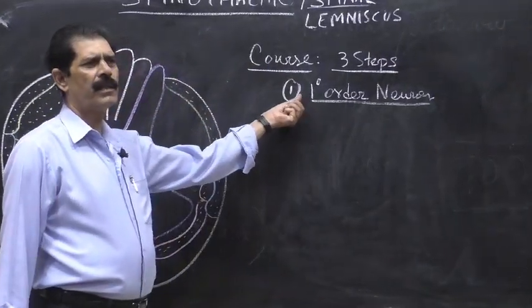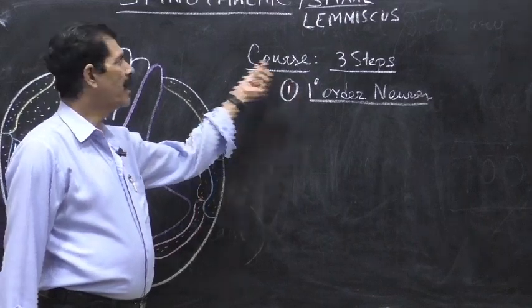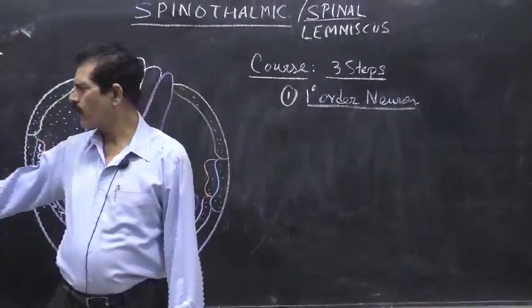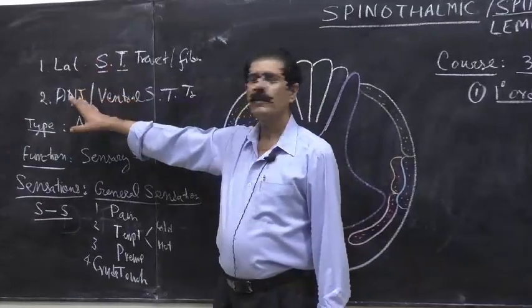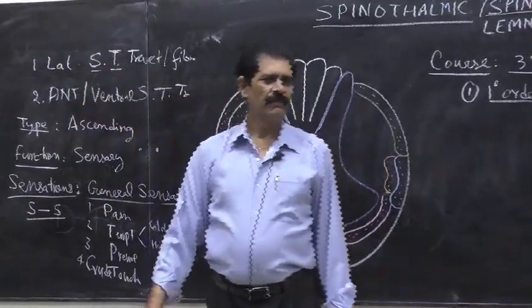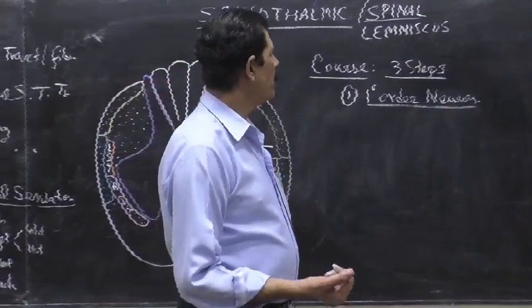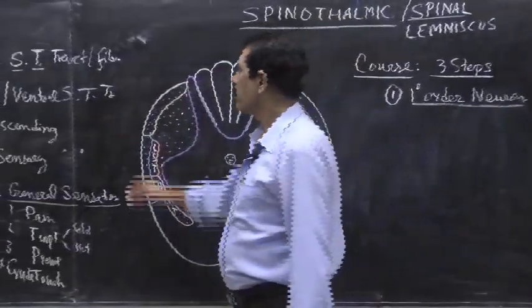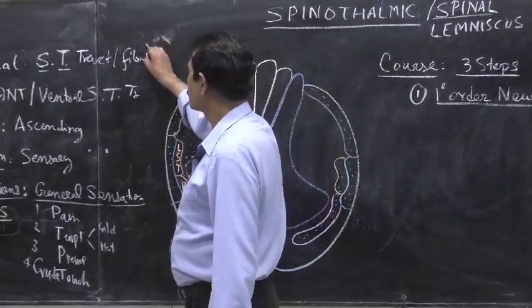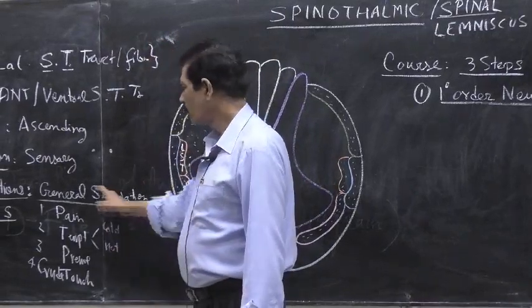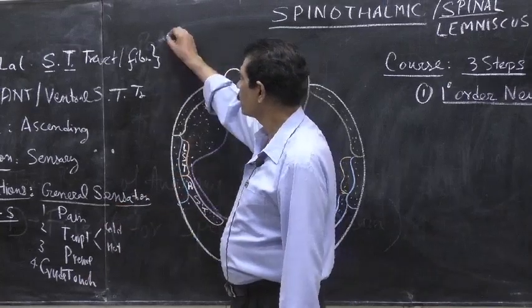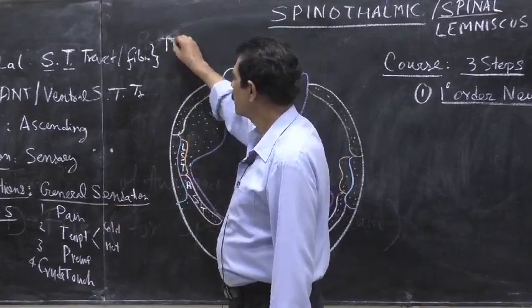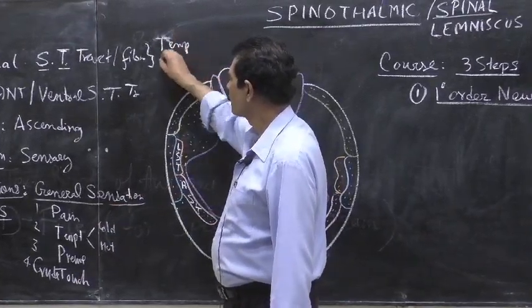Before going into the 3 steps, again a question arises: if there are 4 types of sensations, why are there 2 tracts, lateral and anterior? Same question. So the answer: the lateral spinothalamic tract, out of these 4, picks pain and temperature, and the anterior picks pressure and touch.